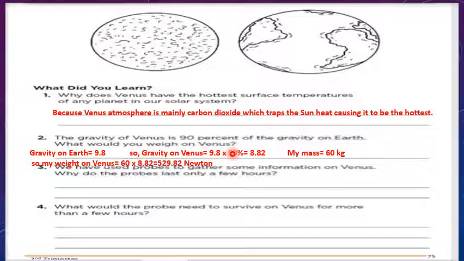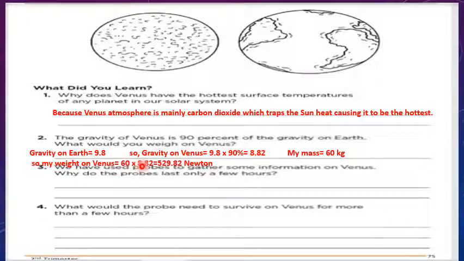You can use your calculator or mobile or whatever. Just multiply 9.8 times 90%. The result will be 8.82. So this is the gravity on Venus. If I want to measure my weight, first I have to know my mass. My mass is the reading that I see on my scale. So I'm 60 kilograms, for example, and to find my weight on Venus, I have to multiply my mass times the gravity on Venus.